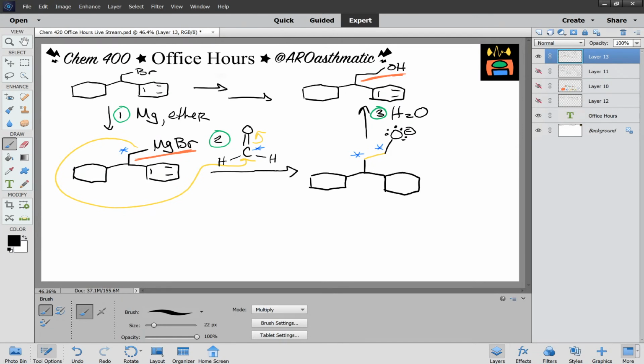So anyways, that was my analysis of the proposed synthesis, and this is why these would be the 3 steps that I would pick to get from our initial substrate to our final product. Cool? All right, so now we're ready for Vraj's question.